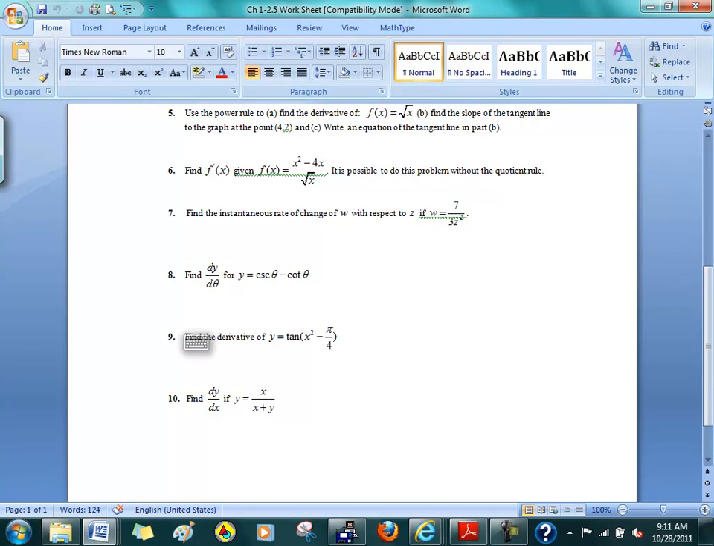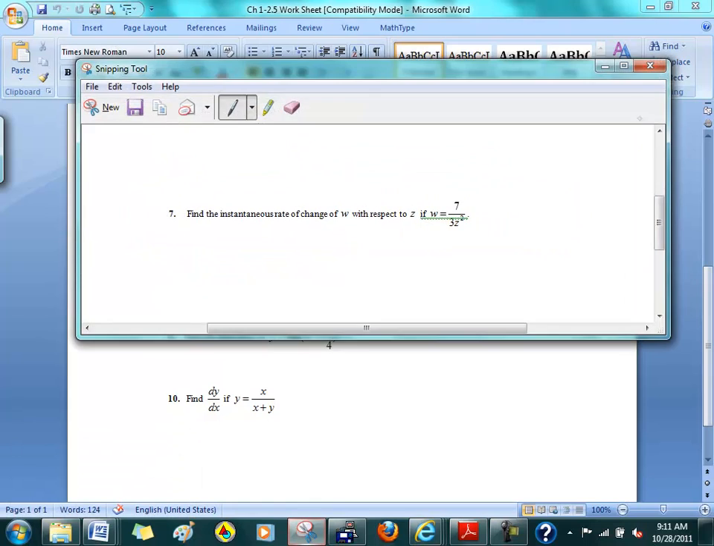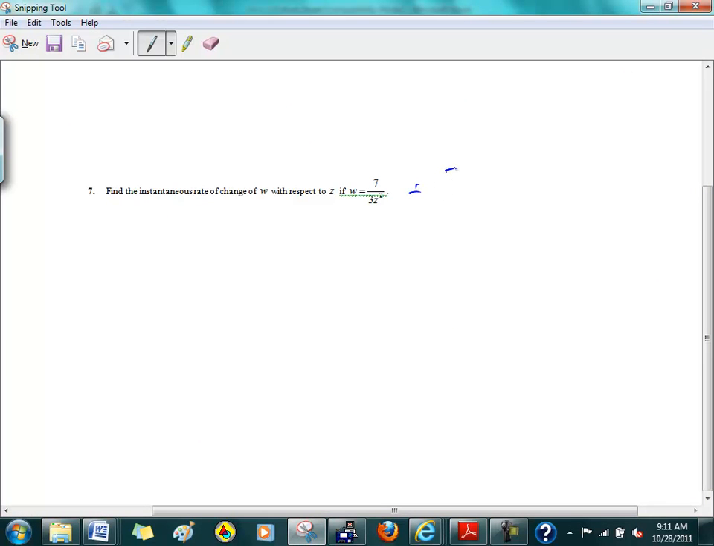Okay, number 7, maybe you didn't understand the language. All it's asking you is find dw by dz. Remember, a derivative is a rate of change. Remember, it's rise over run. It's the slope of your tangent line. So you're going to write it as 7 over 3 times z to the negative 2. This is equal to 7 over 3 z to the negative 2.